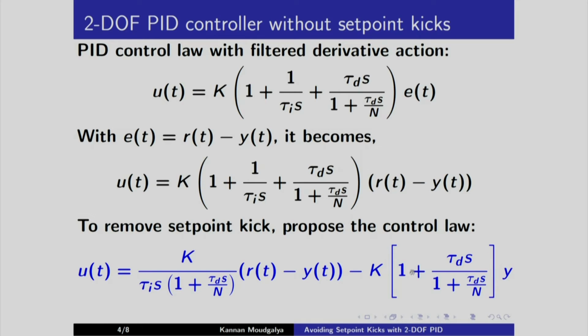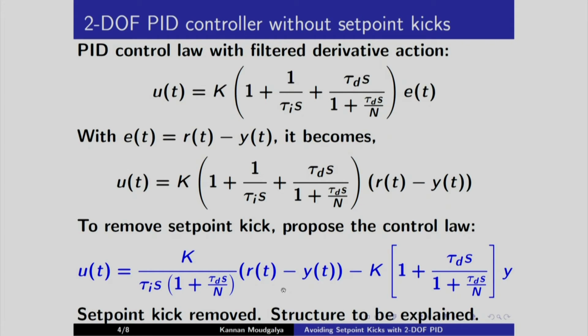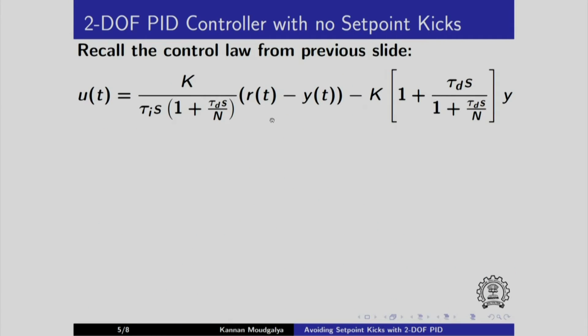The second term has proportional mode and derivative mode. These are the two modes that create kicks. So the reference signal is not even included here, it is dropped from here, and the error signal is sent through a derivative mode. Because of this, we say that the set point kick has been removed, but we will explain the structure shortly. This is the control law from the previous slide. You will have to remember this. You may even want to write this down. We will need this later in this video.